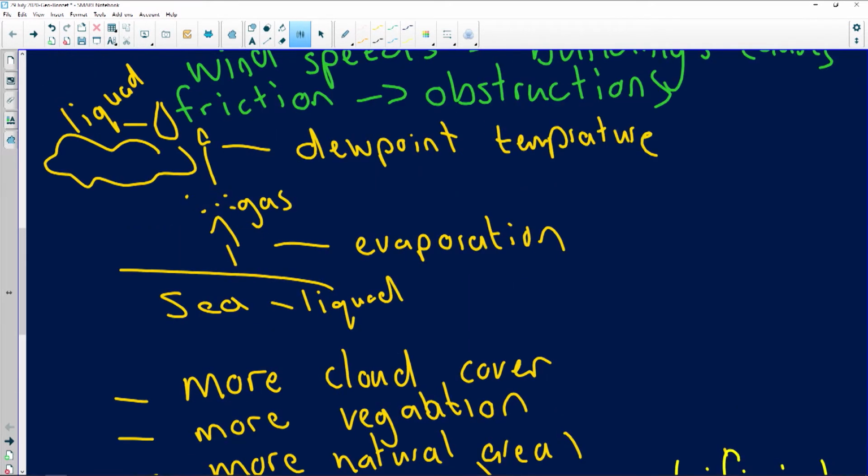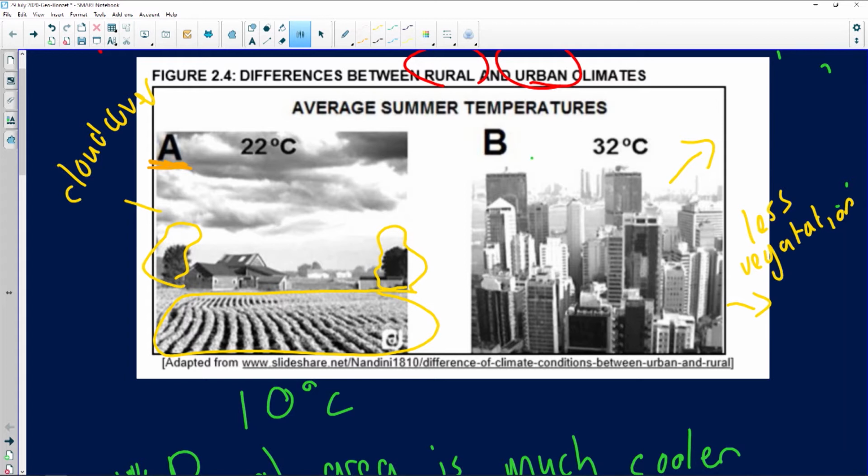Now, let's quickly have a look at our next question. Our next question states, explain how the geometric shape of buildings in a city causes a greater absorption of heat. Now, if we look at our image number B, the geometric shape, why do the buildings create more heat? And I just quickly want to clean this up.